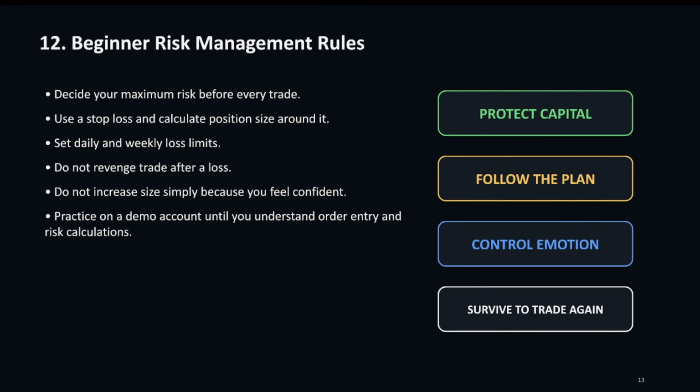But now if I'm risking anywhere from $1 to $10, my profit is going to be at least double that. So let's say I'm risking $10. I know my take profit is going to be $20. You get what I'm saying? So we're not trying to risk the whole $100 on just one trade, because we need to survive to trade again. Okay, so the next thing you need to do is use a stop loss and calculate your position size around your lot. Set daily and weekly loss limits.